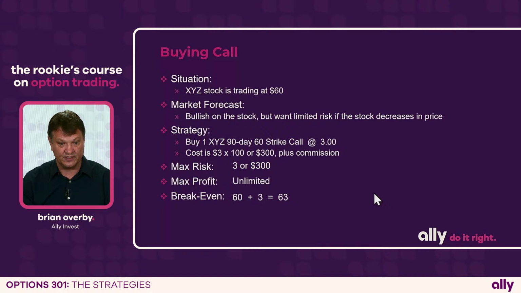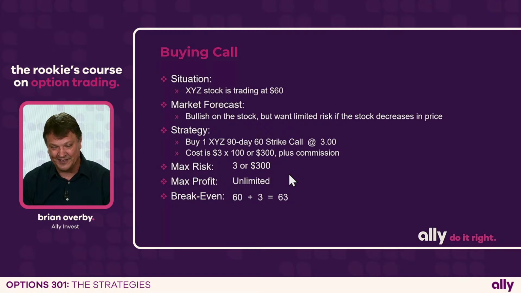So our strategy is to buy a 90-day, 60 strike call option, and that's trading for $3. That means our overall cost of this trade is going to be $3 times the number of shares that the contract represents, which is 100, or $300 plus any commission or fees that there might be. At Ally Invest, we do not charge a commission for buying 100 shares of stock. Max risk would be $3, or $300, what you paid for it. The max profit is unlimited here.